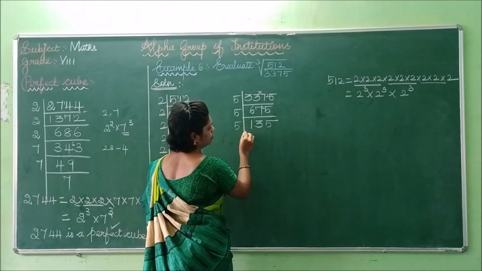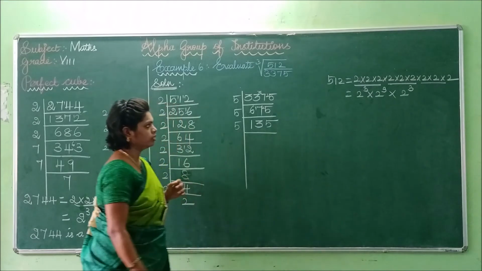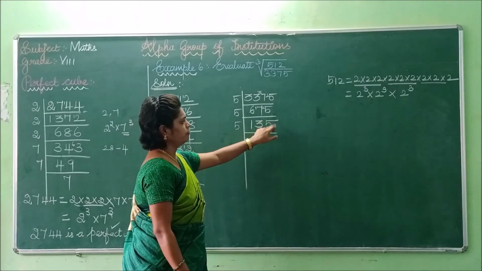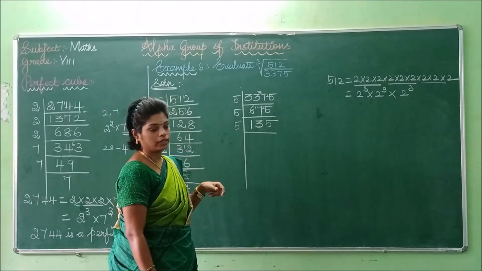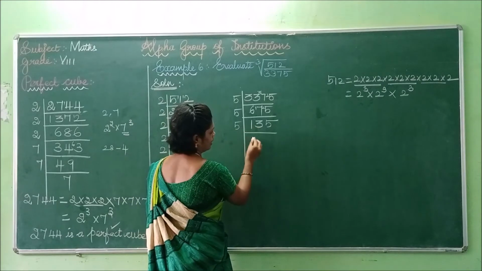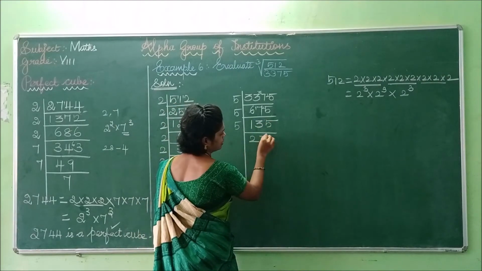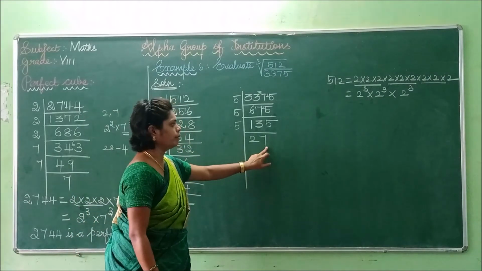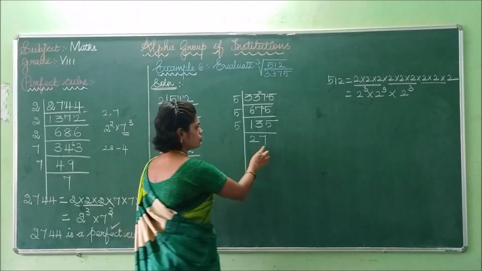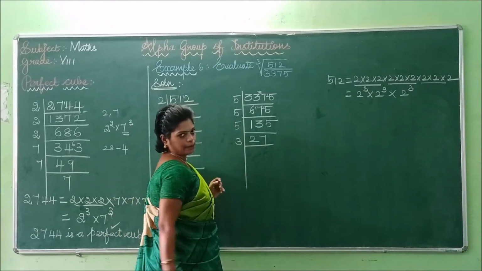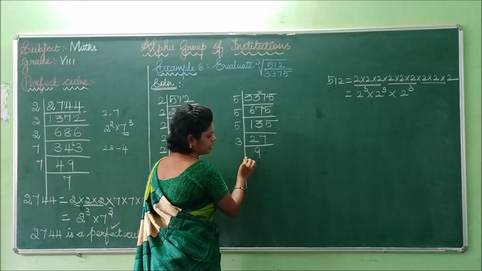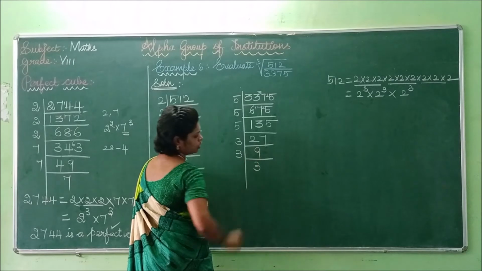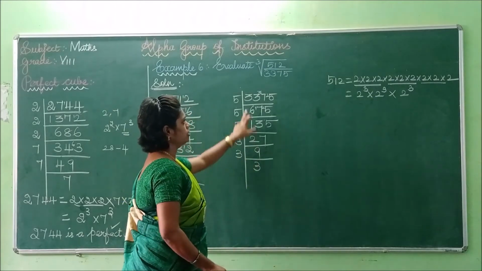Then move on to another one more time. It ends with 5. So we can again proceed with which table? We can proceed with the 5 table as 2 times. Remaining 3, 7. So 27 won't come in a 5 table because it is an odd number, not ending with 5. So 27 comes in a 3 table. So 3 into 9 is 27. Then 9 also comes in a 3 table. So how can you write? 3 into 3. So you can write the factors of this.